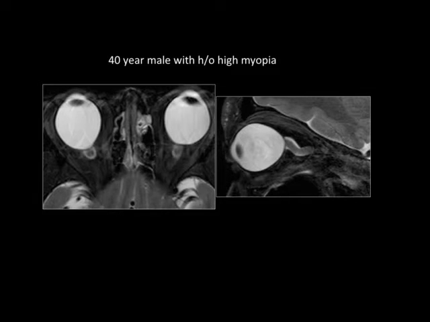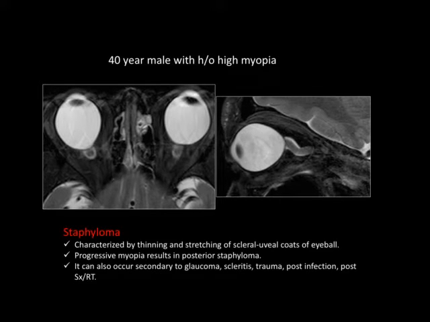Where is a 40-year-old male? 68 years. There is history also, right? High myopia. What do you see in high myopia? Elongation of the anterior-posterior diameter. So that is called what? Pathologic staphyloma. So this is very common.